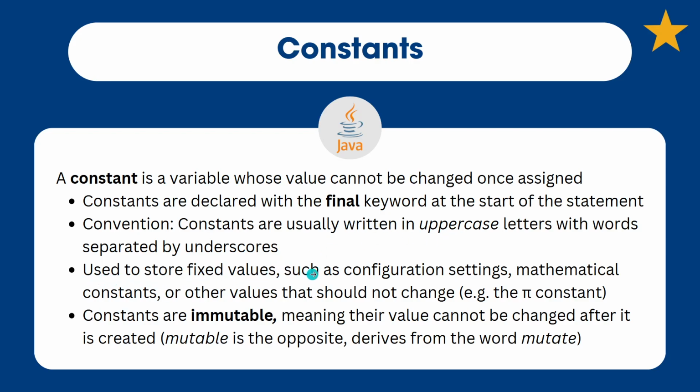So it's used to store fixed values such as configuration settings, just like I said, the version of your program, the environment of your program, the name of your program. All those different things can help kind of switch the different modes of your program. So it's really useful to use constants for these settings that remain constant. Mathematical constants such as the pi constant, really any other value that you don't want to change while running your program. So constants are immutable, meaning their value cannot be changed after it is created. Mutable would be the opposite, meaning you can change it after you create it. It derives from the word mutate, or to change.